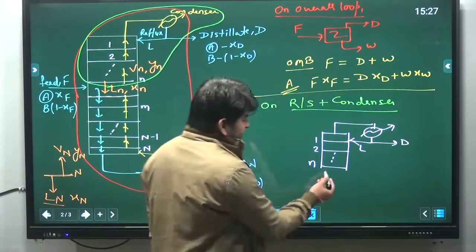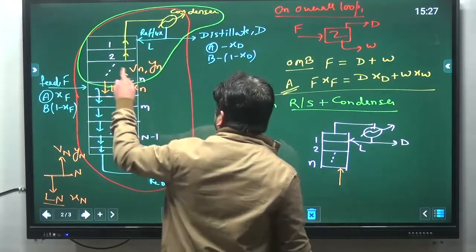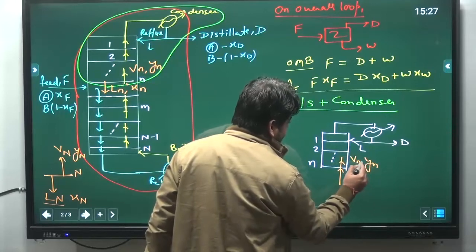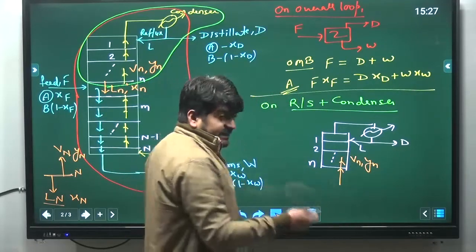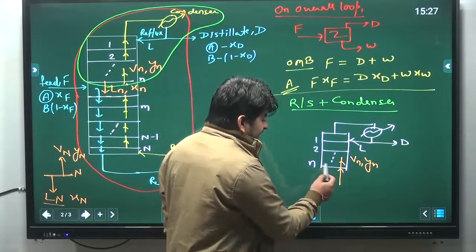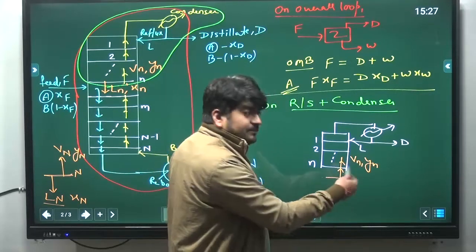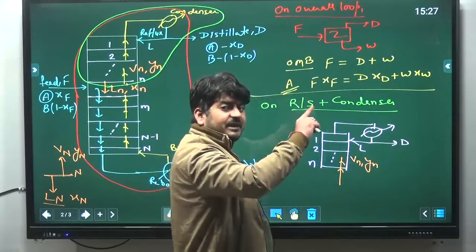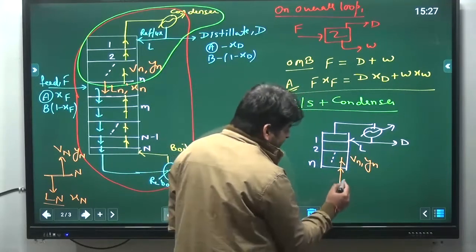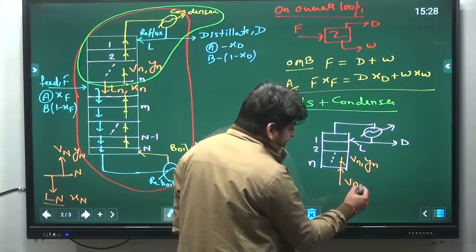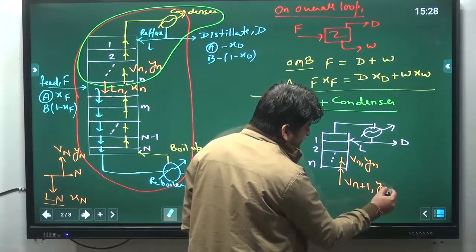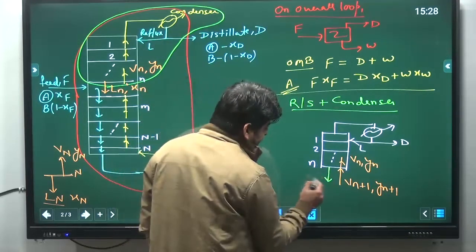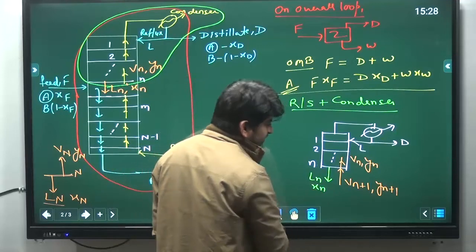Okay, so for this nth plate, the vapors leaving have flow rate Vn, mole fraction Yn. So we can say logically this is the nth plate. After that we will have the n+1 plate. The vapor which is entering the nth plate is coming from the n+1 plate. So the flow rate of this entering vapor will be Vn+1 and mole fraction will be Yn+1. And the liquid which is leaving the nth plate has the flow rate Ln and mole fraction Xn.